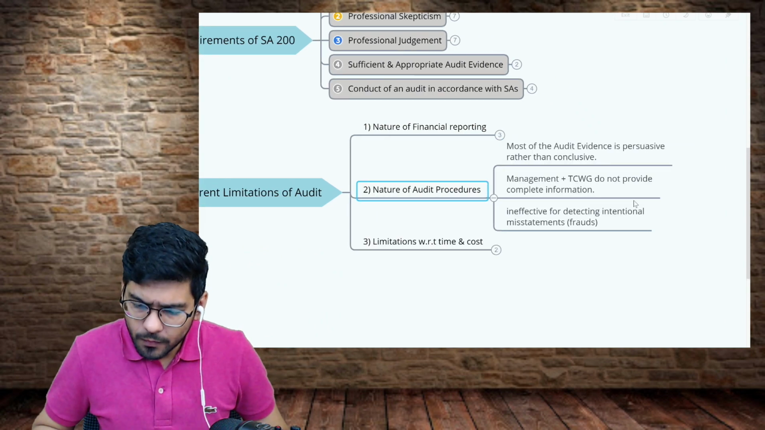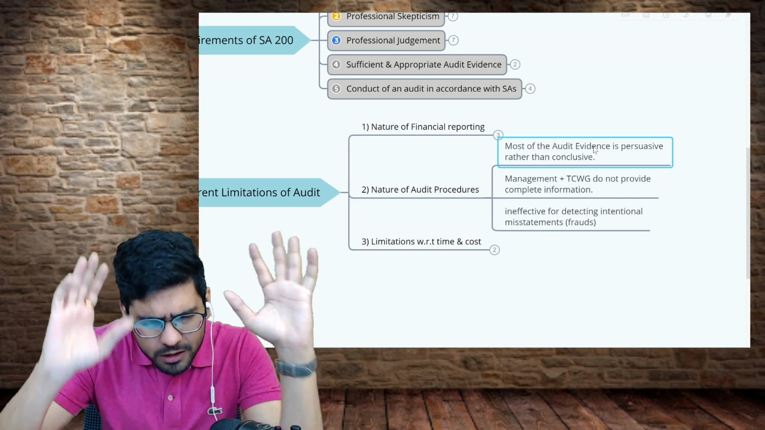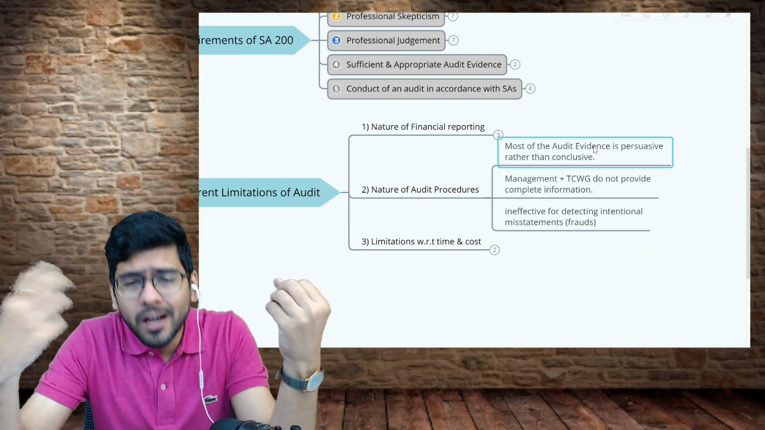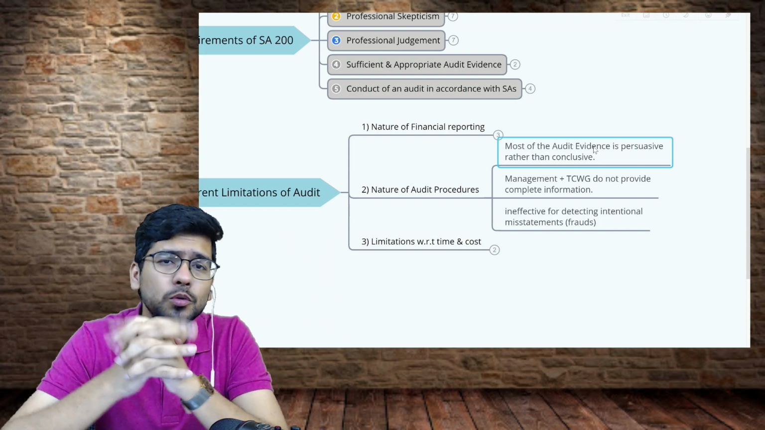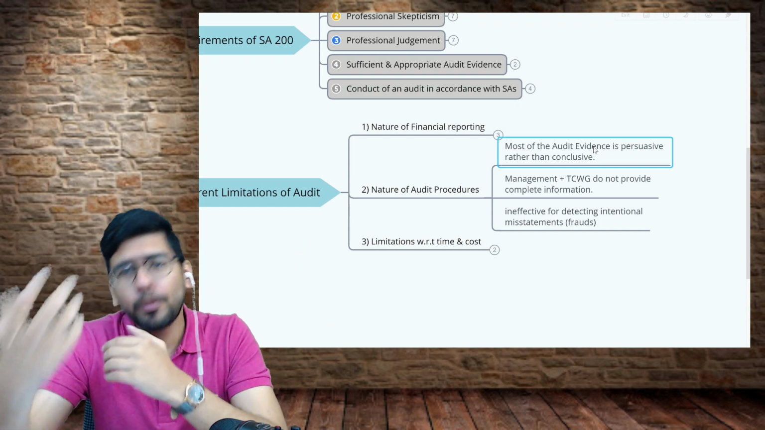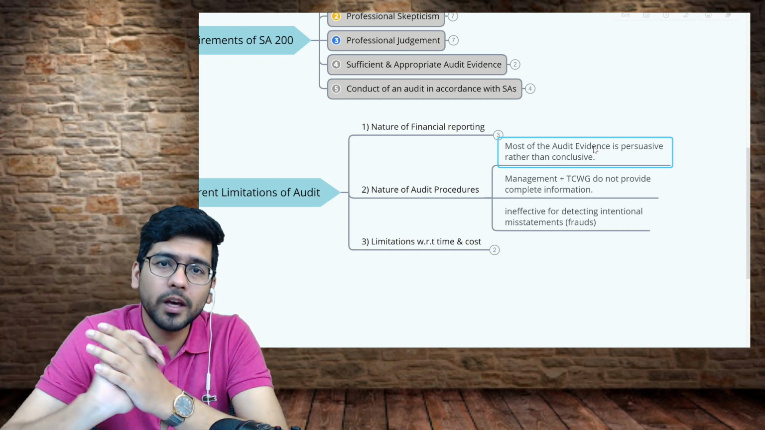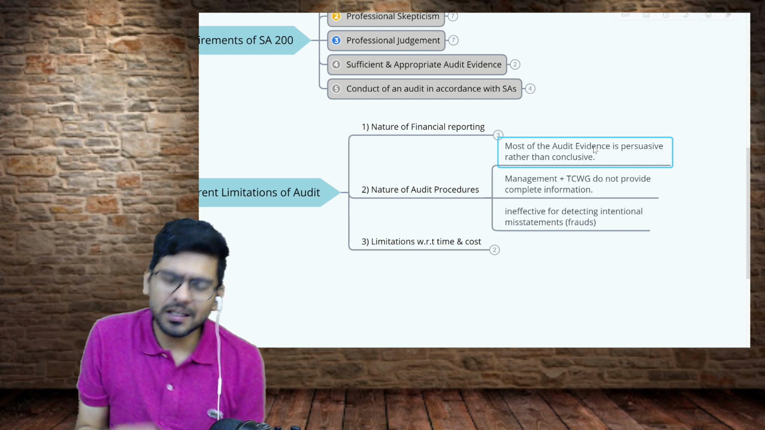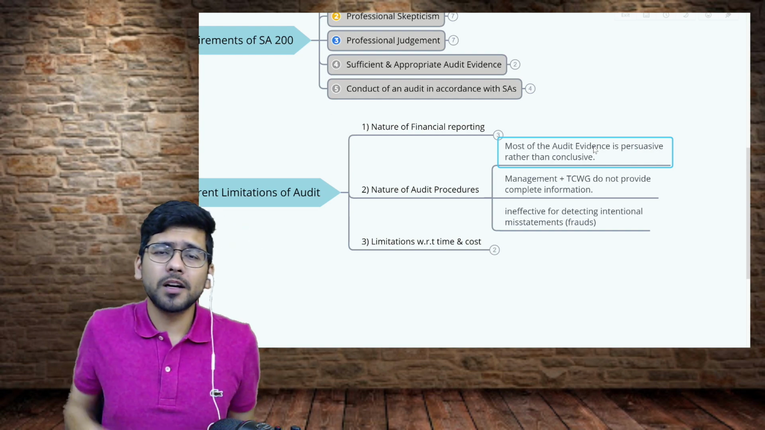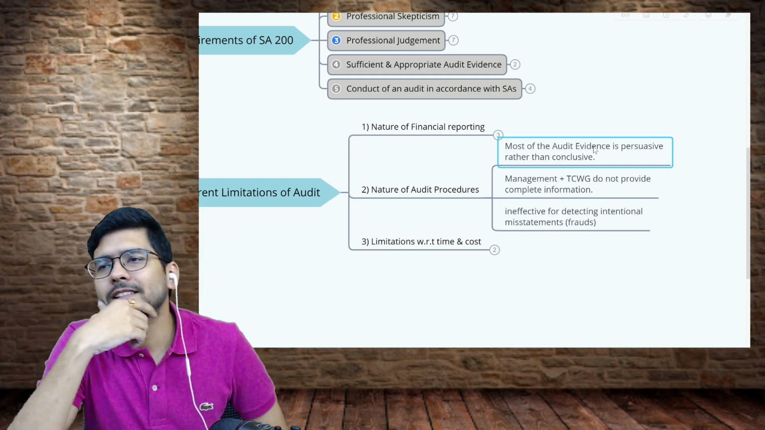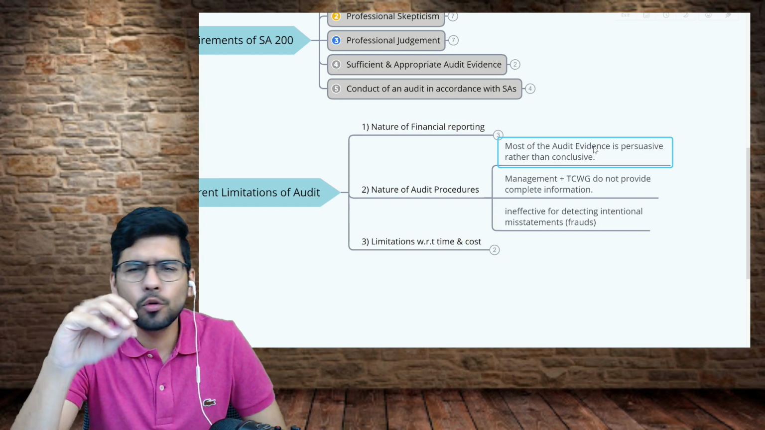Whatever procedures we apply, we only are able to obtain persuasive evidence rather than conclusive. Now what do you mean by persuasive? Evidence good enough to persuade us, but it is not convincing, it is not conclusive. Now just one example I would like to share here. Let's say the management of the company I was auditing, let's say I find a high sales amount towards the end of the year.